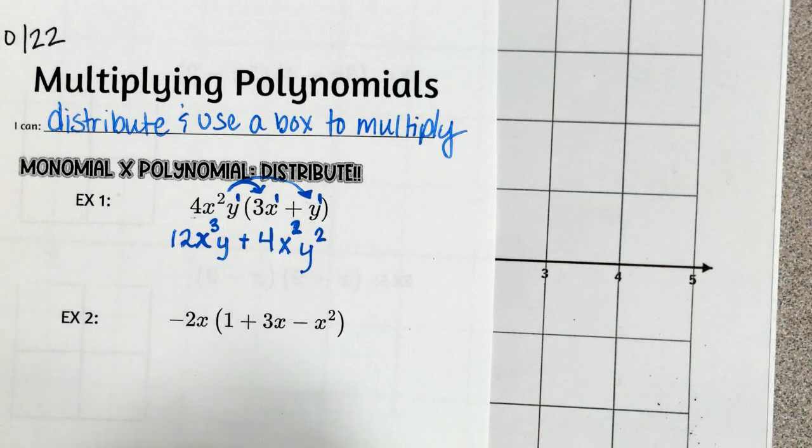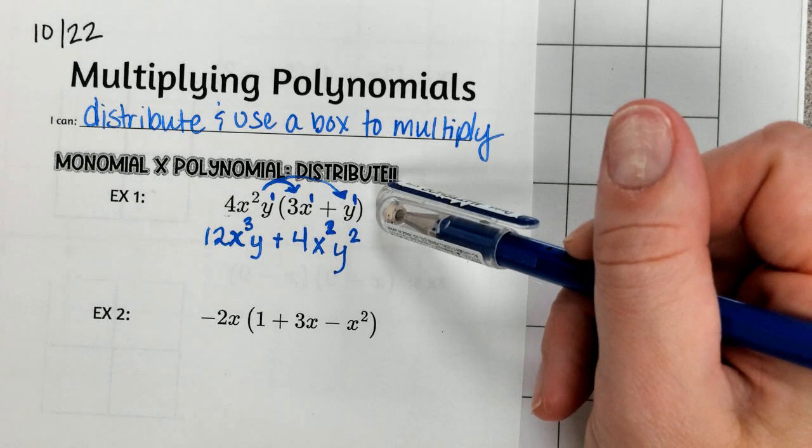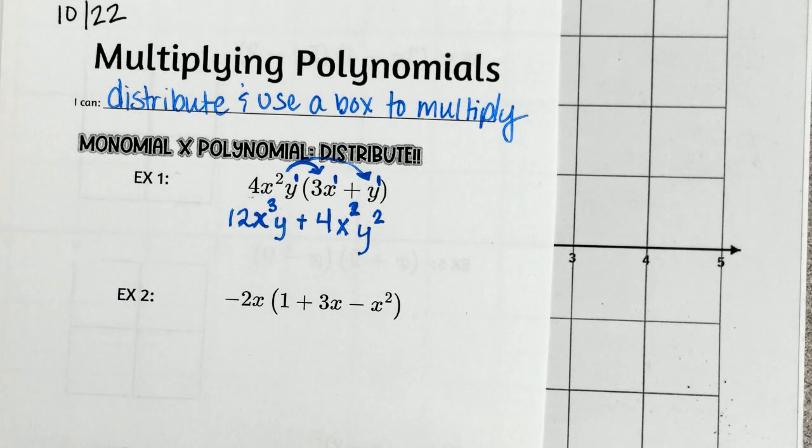Okay? Now, you add and subtract with like terms. But when you multiply, you make new terms. So they don't have to be like, because you're making new ones. Okay? Okay, let's try this one.